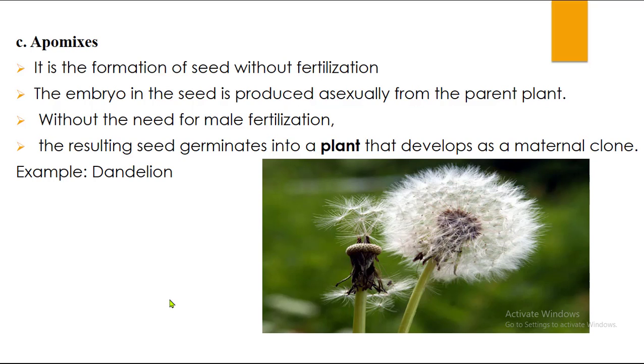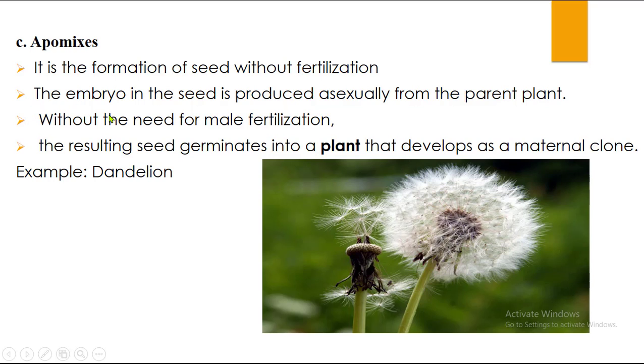The last type of asexual reproduction in plants is Apomixis. Unlike Parthenocarpy, Apomixis is the formation of seed without fertilization. Seed is formed but fertilization does not occur. So what does it mean? If there is no fertilization and seed is produced, the plant which is going to develop from that seed is going to resemble the parent plant, because it is the result of asexual reproduction.